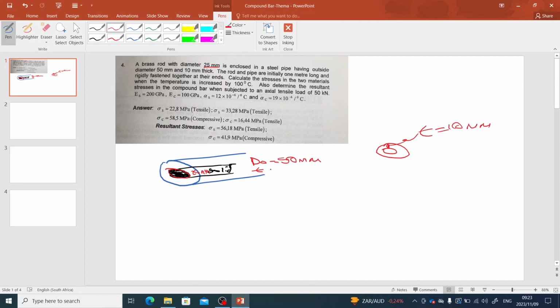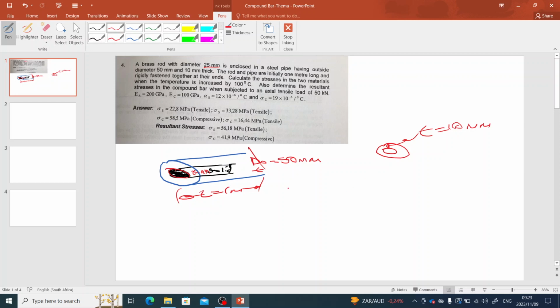Then we are told that it is rigidly fixed. Okay. Then the length of this pipe is 1 meter. Okay. Calculate the stress in two materials.